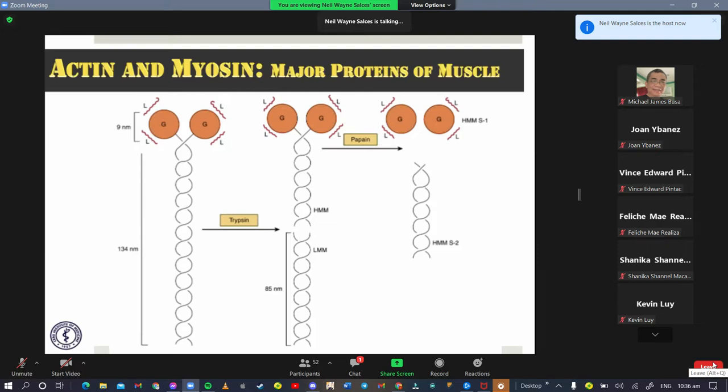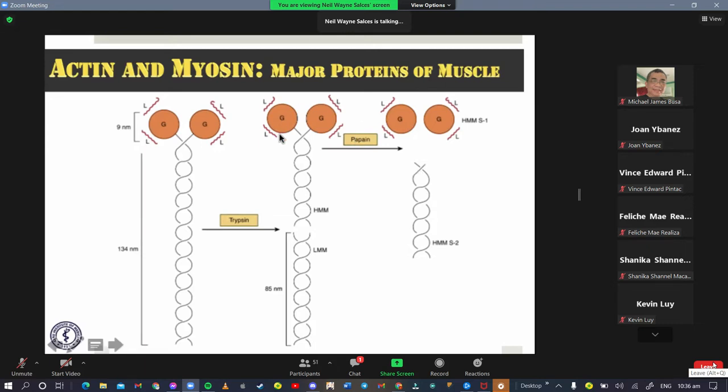This exhibits no ATPase activity and does not bind to your F-actin. On the other hand, you have your heavy meromyosin, which is a soluble protein that has both a fibrous portion and the globular portion. This exhibits ATPase activity and eventually binds to your F-actin.